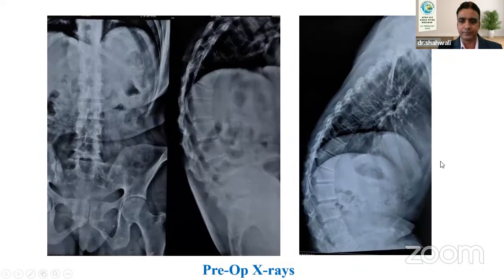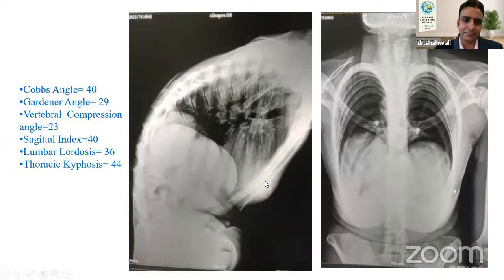Here are the x-rays for this patient. As we see, there is a subtle fracture of the T12 vertebra in the lumbosacral spine x-ray, while these are the lying down x-rays. In this thoracolumbar spine x-ray, we see there is sagittal imbalance for this patient, which is further aggravated on seeing this standing x-ray. There is a marked sagittal imbalance in this patient. On measurement, the local kyphotic deformity is around 40 degrees, while the sagittal index was 40. The lumbar lordosis was reversed, changing into a kyphotic deformity of 36 degrees, while the whole kyphotic deformity in this patient was around 80 degrees.